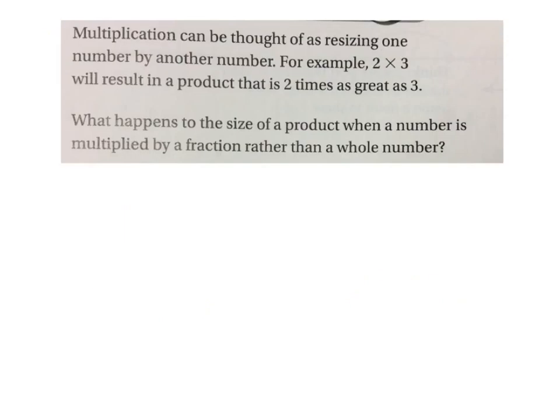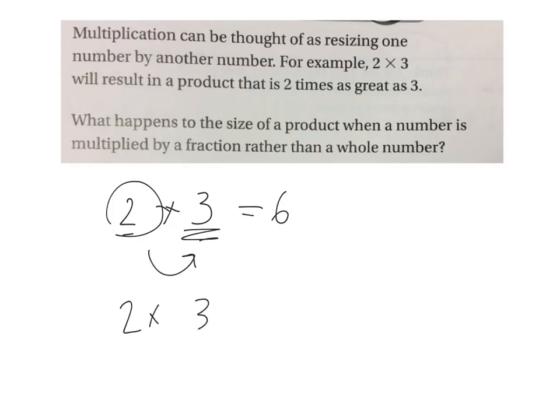What is multiplication? We've talked about how multiplication is repeated addition, right? But we can also think of multiplication as resizing one number by another number. For example, 2 times 3 is resizing the number 2 by what number? 3, right? We're making 2 3 times as big to get the product of 6. Okay. So the product is 2 times as big as 3, or 3 times as big as 2, right? So we're resizing one of the factors by the other factor. We can either think of it as making 2 3 times bigger, or we can think about making 3 2 times bigger.